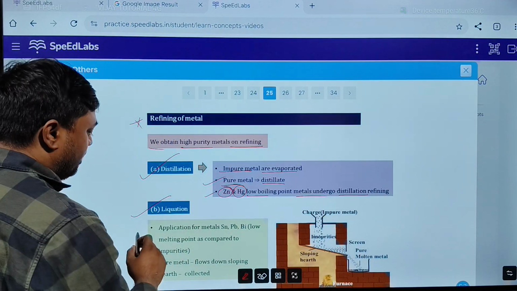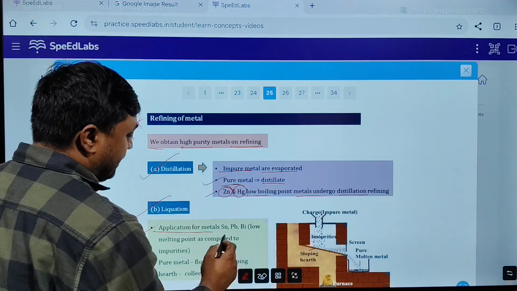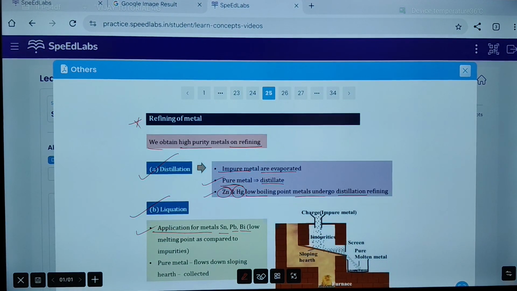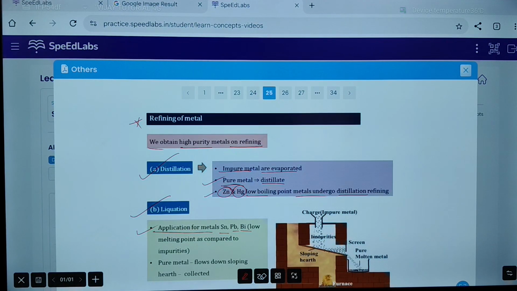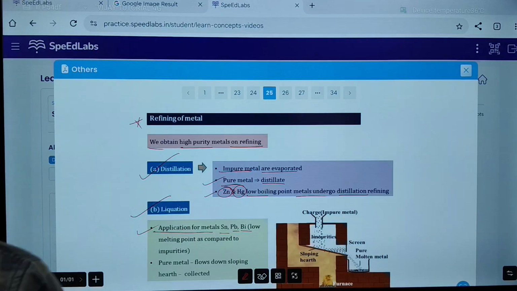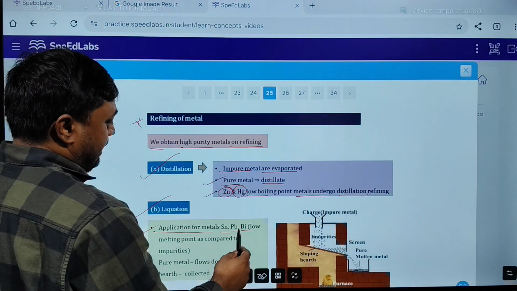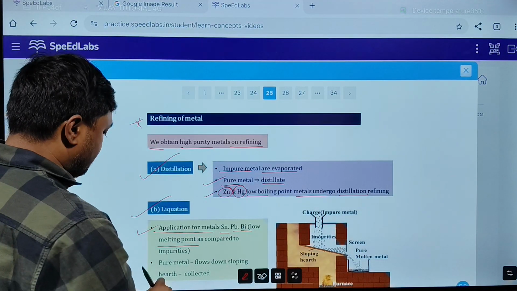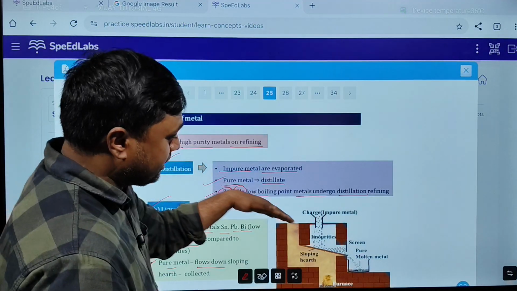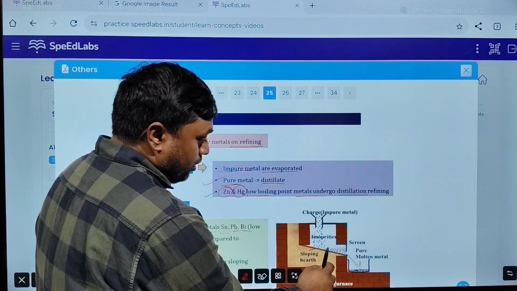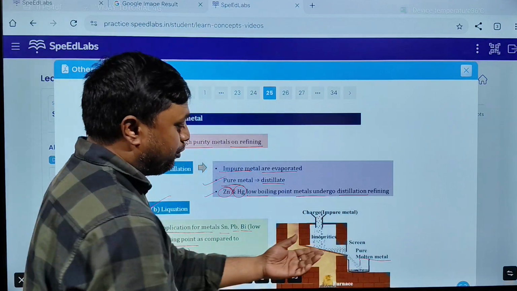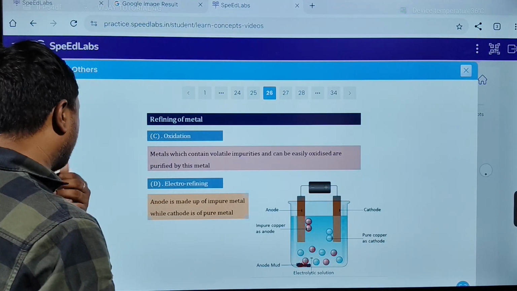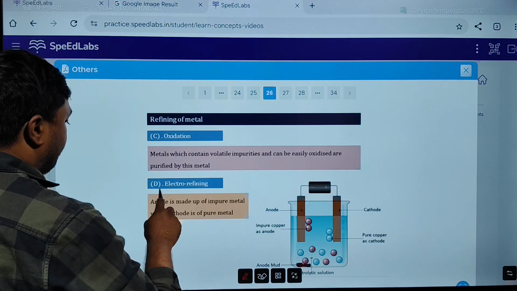Next, the liquefaction method. It is applied for metals like tin, lead, bismuth, which have low melting points. The pure metal flows down the sloping earth, so the low melting point metals will melt and collect here. Now molten metals will be there and impurities will not melt.